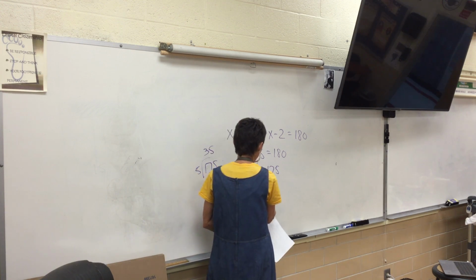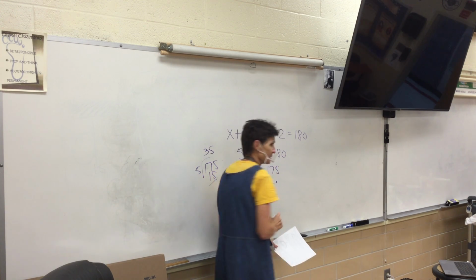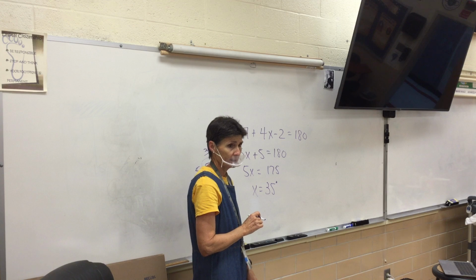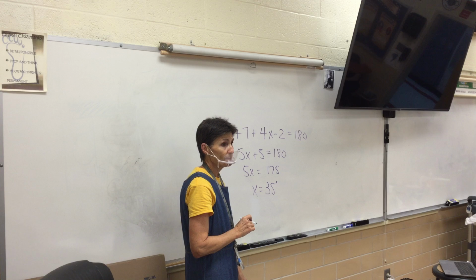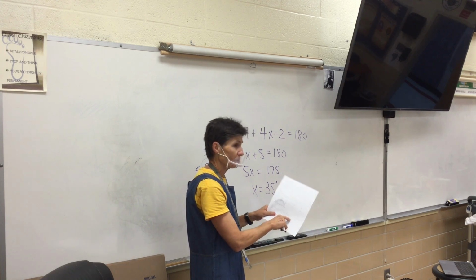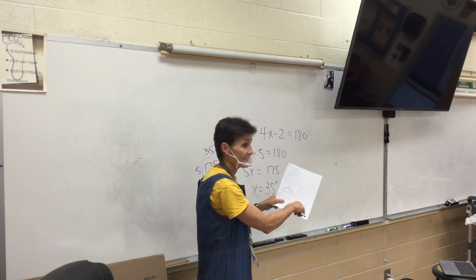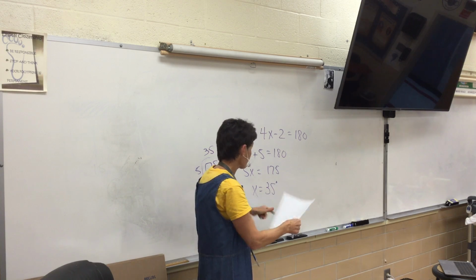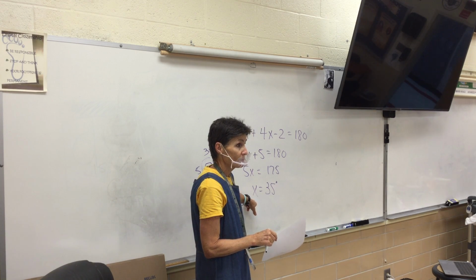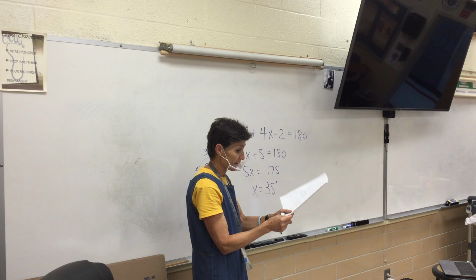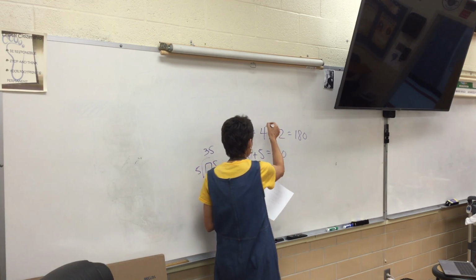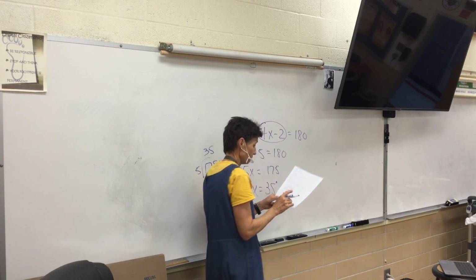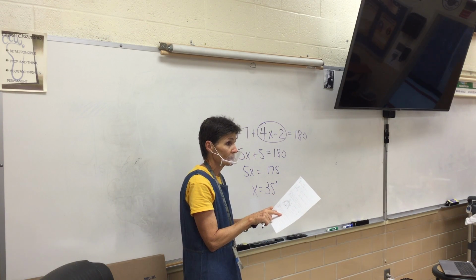I got 35, but double check that arithmetic since I've already made a couple mistakes today. Is that what you got? So notice the answer blank over here says x equals. So you're going to say x equals 35. But then it also says find DEF. So DEF is this one, 4x minus 2.